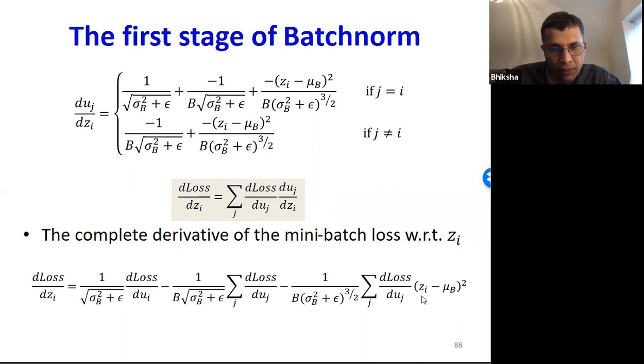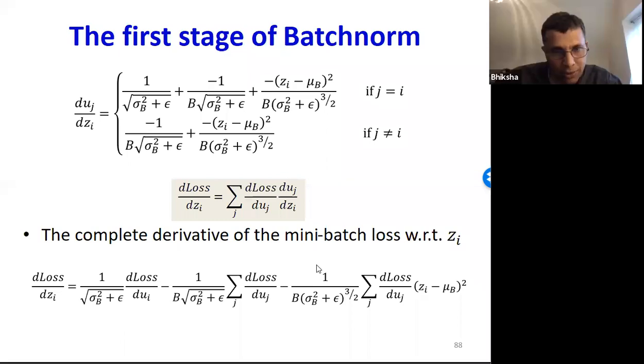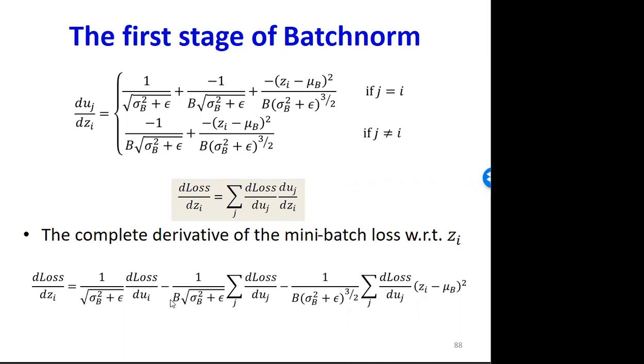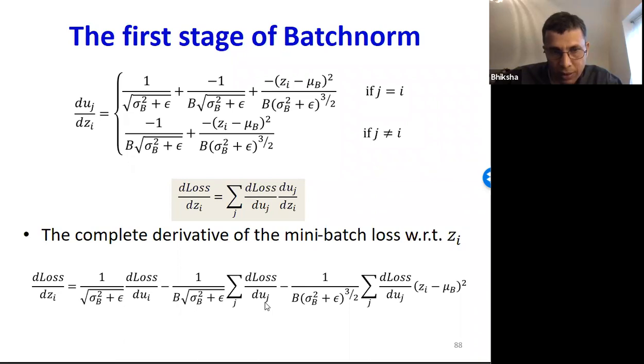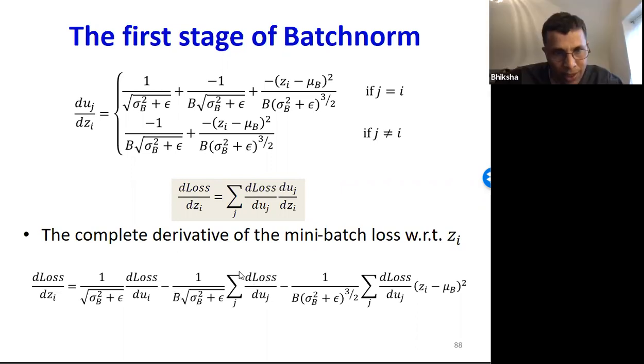Will the mean be different from the Zi's? No, it'll be 0. So this becomes 0, right? What about this guy? What is this guy going to be? Are the UJs different? No, they won't be. So this loss can come out.